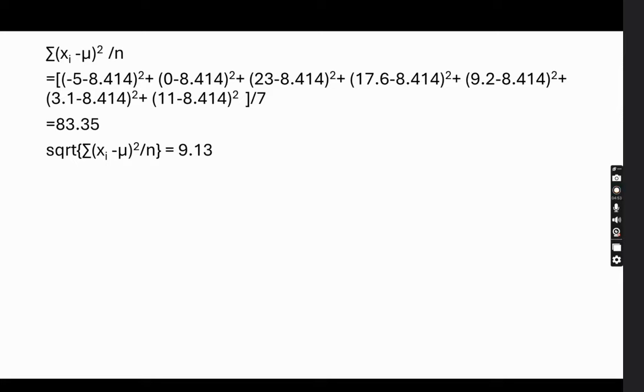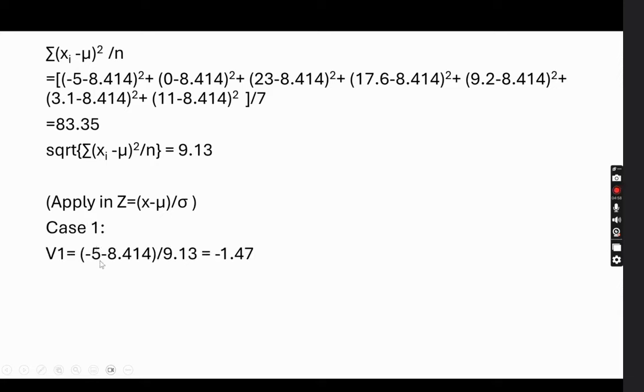So we have calculated the mean and the standard deviation for the given data set. Hence we have to apply this in the equation. Z is equal to (x minus mu) by sigma. So for case 1, when V1 is -5, the normalized data becomes -5 minus the mean value divided by the standard deviation value, which is equal to -1.47. So likewise, we have to substitute all the values for the other cases.